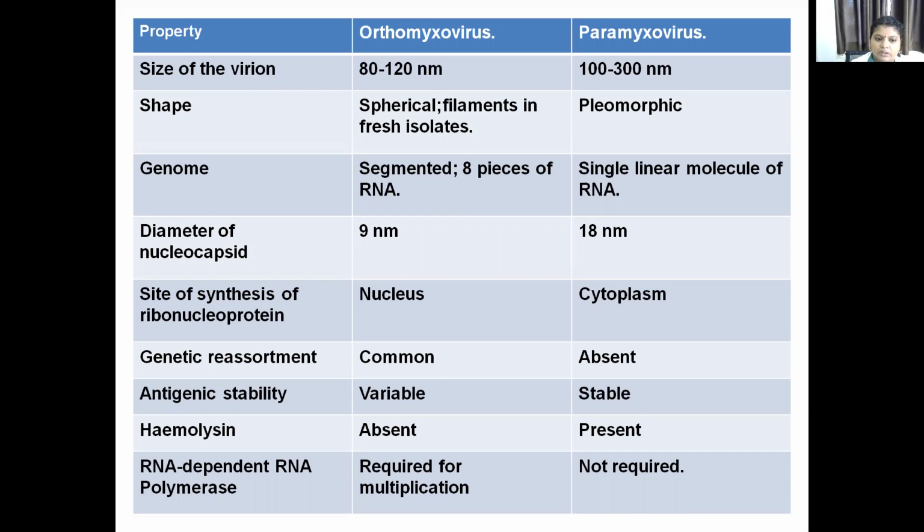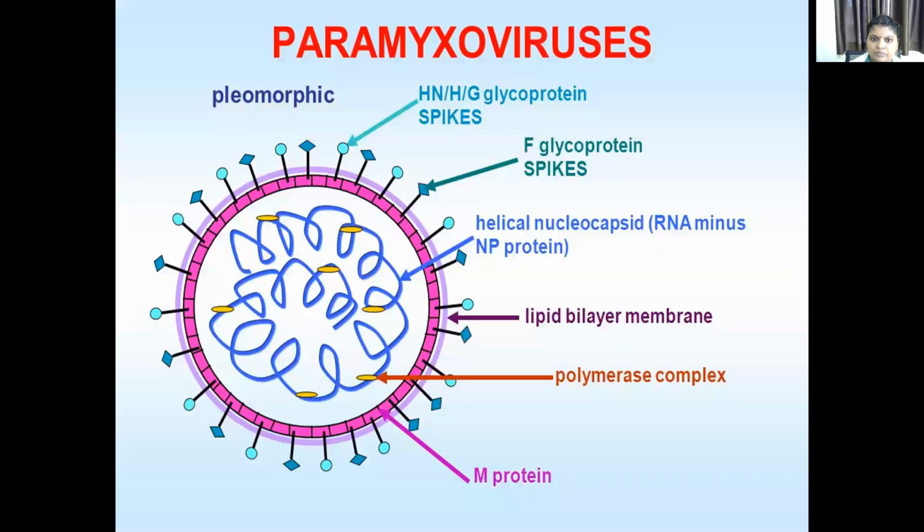Site of synthesis of the ribonucleoprotein for orthomyxovirus is the nucleus, whereas for paramyxovirus it is the cytoplasm. Genetic reassortment is most commonly seen in orthomyxovirus, whereas paramyxovirus doesn't exhibit any antigenic variability or genetic reassortment. Hemolysin activity is absent in orthomyxovirus, whereas it is present in paramyxovirus. For replication, orthomyxovirus requires an RNA-dependent RNA polymerase, but paramyxovirus doesn't require it. We see the shape of the paramyxovirus.